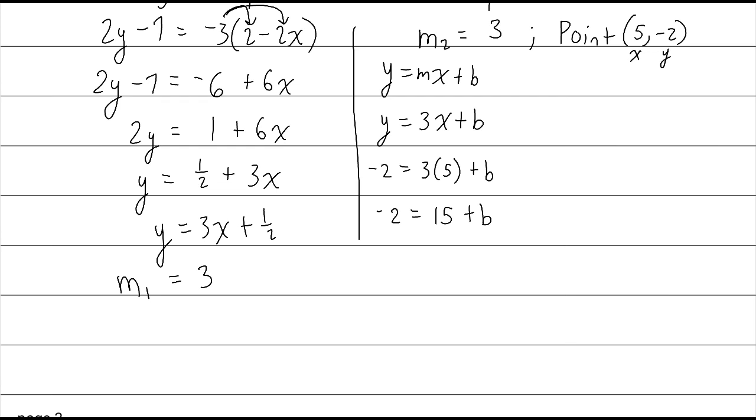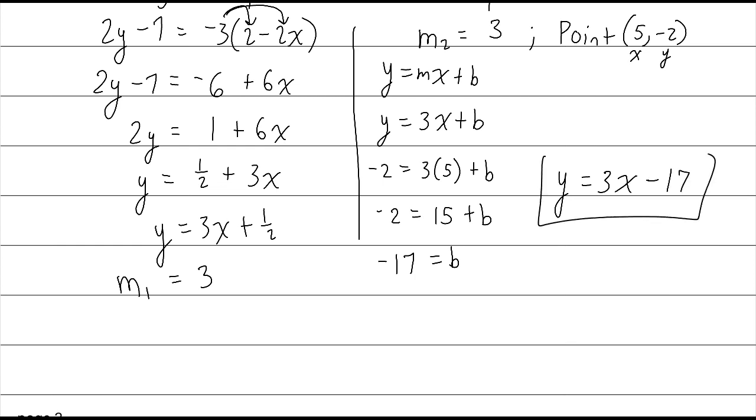And if I subtract 15 from both sides in order to get b by itself, I get negative 2 minus 15, which is negative 17. So b is negative 17. And so let's put it all together. Y equals 3x minus 17. These two equations are parallel, and the second one passes through that point (5, negative 2). All right.